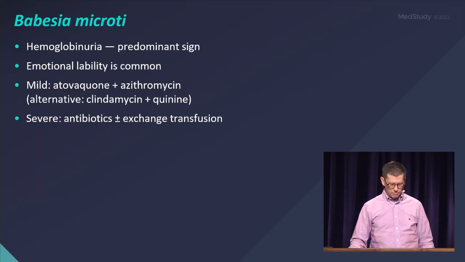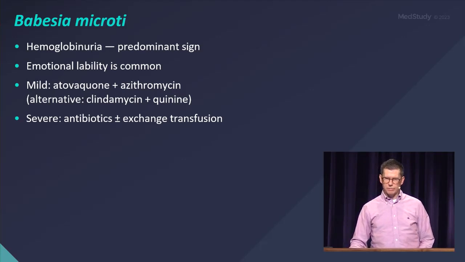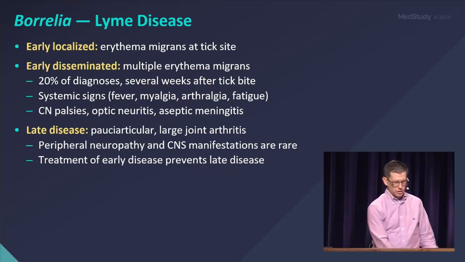So we'll talk briefly about Babesia, right? One of the predominant signs is going to be hemoglobinuria and emotional lability. So think about that in context of epidemiologic clues. The treatment is usually atovaquone plus azithromycin, or if severe enough, you can add exchange transfusion.